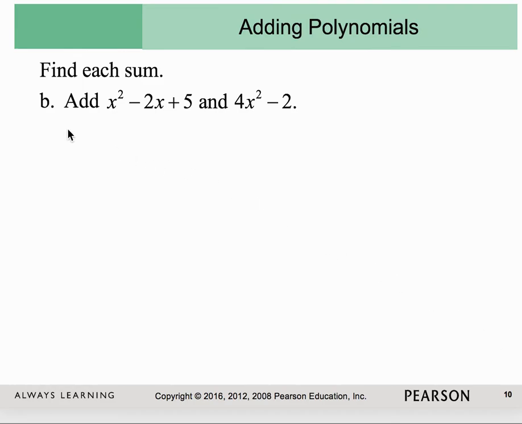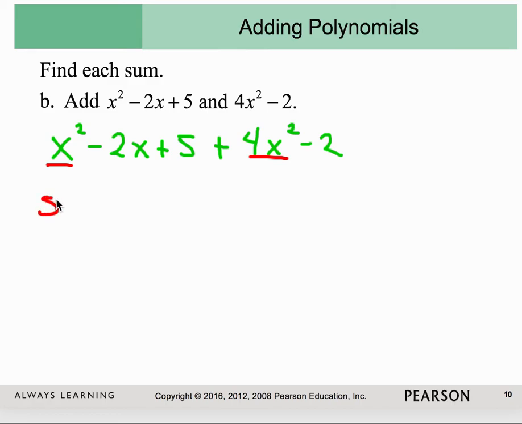Okay, so once again we're going to add these, so it just means I've got x squared minus 2x plus 5, and I'm going to add 4x squared minus 2 to it. Okay, so I'm looking for an x squared all the way across. There's one. So altogether that's 5x squared, 1 plus 4.